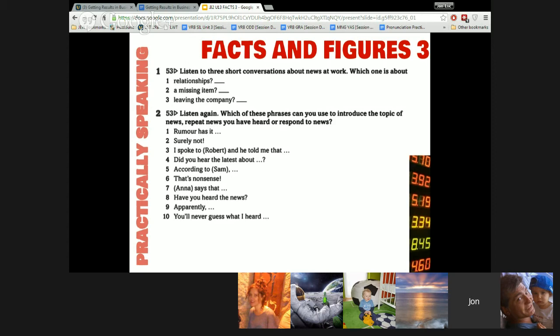Number 3? I spoke to Robert, and he told me that it's to repeat news. We're repeating there. Okay, I spoke to Robert. So the key thing here is to think about how these phrases are used and then try to use them yourself in the next activity. So make a little mental note of which is which.